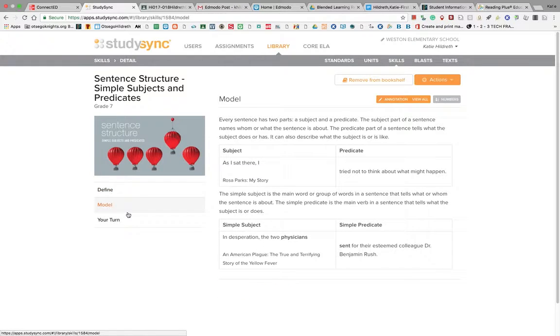So everybody's going to click. And in this tab, what it does is it gives you some further description about your subject and your predicate. So in the model, it says every sentence has two parts, a subject and a predicate. Okay? The subject part of the sentence names whom or what the subject is about. The predicate part of a sentence tells what the subject does or has. It can also describe what the subject is like.